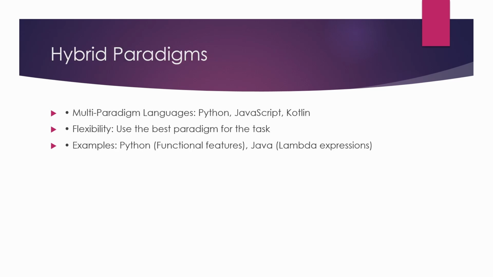Hybrid programming languages are increasingly popular. These languages combine multiple paradigms, giving developers the flexibility to choose the best approach for the task at hand. For example, Python supports functional programming constructs, while Java has adopted lambda expressions from functional programming.